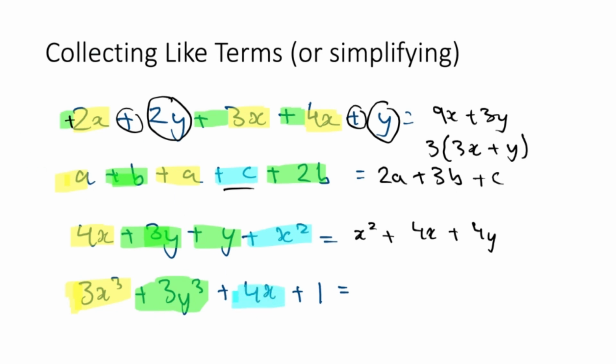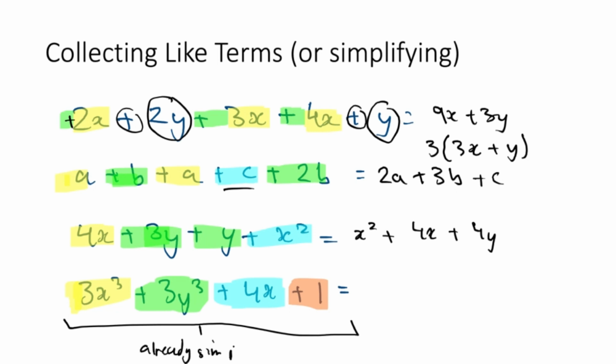Then you have a plus 4x. There are no other plus 4x terms. So you move on to the next one. And then you have a numbers term. There are no other numbers terms. So as you can see, the equation itself is already simplified, and you can no longer simplify it.